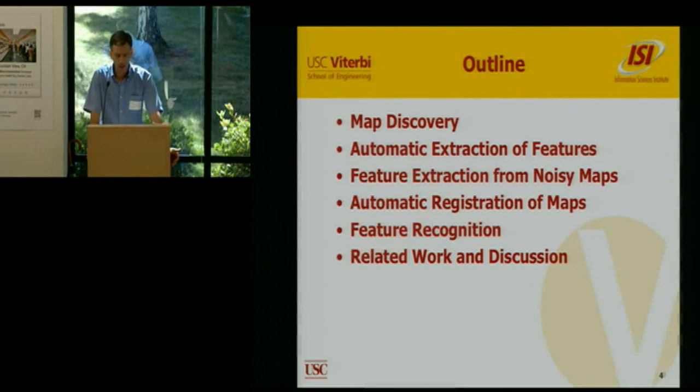Then I'll talk about the automatic registration of these different kinds of maps. How do we actually figure out the relationship of the map to satellite imagery? And then some recent work we've been doing on feature recognition, which is actually pulling out the content from these different layers.